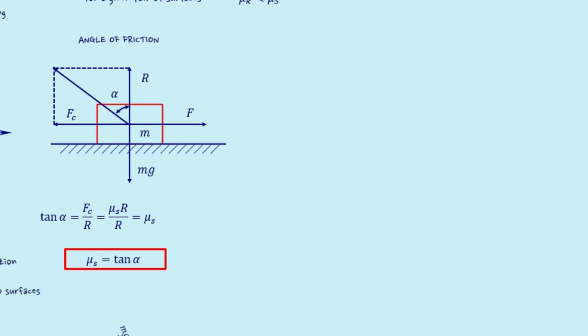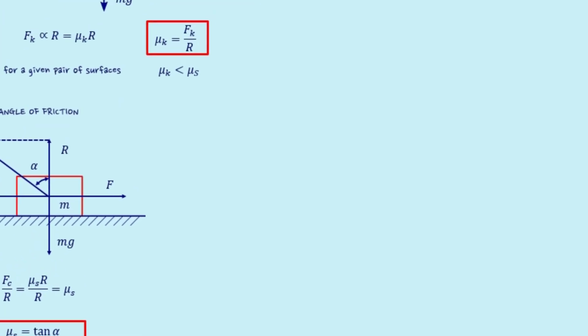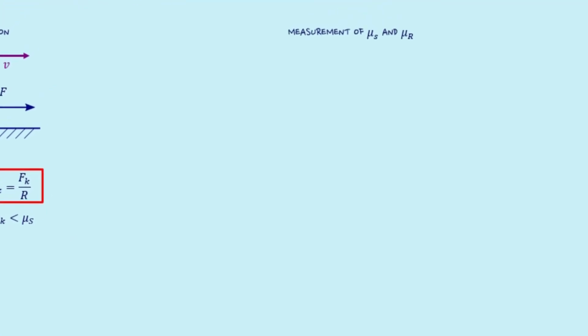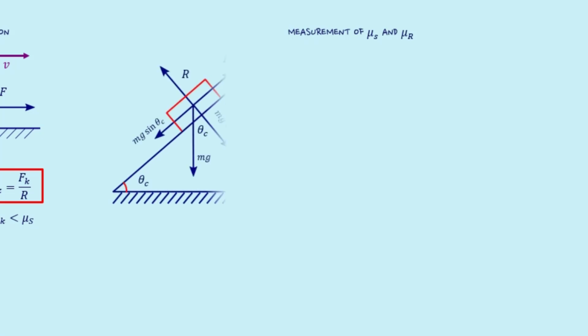Now let us discuss how we can measure the coefficient of static and kinetic friction experimentally. We can measure the coefficients of static and kinetic friction for two surfaces simply by placing a block on a plane surface and inclining the plane until the block begins to slide.